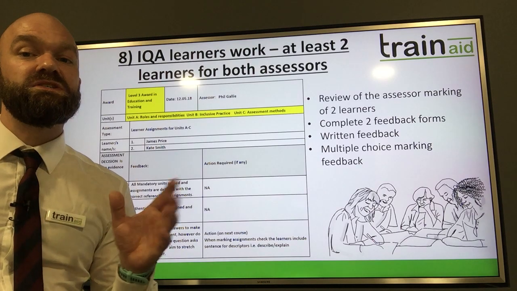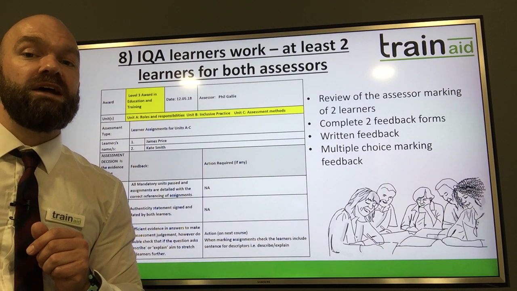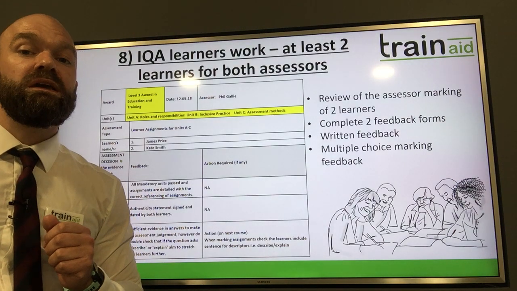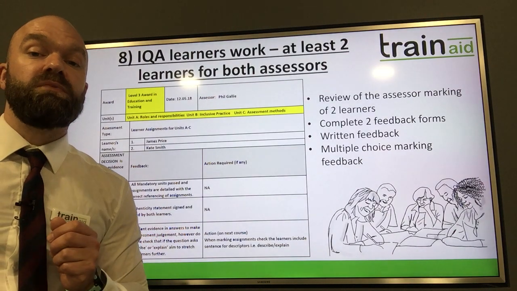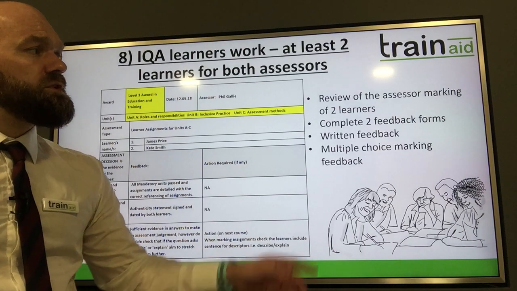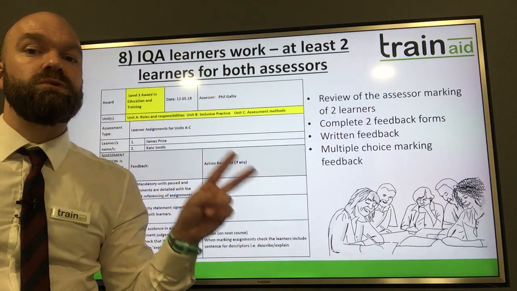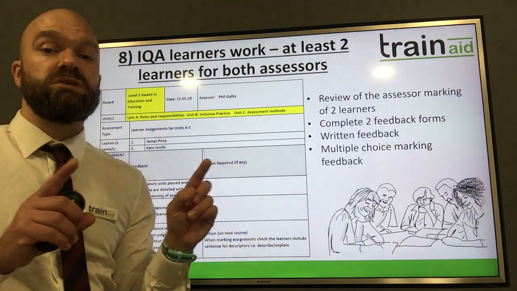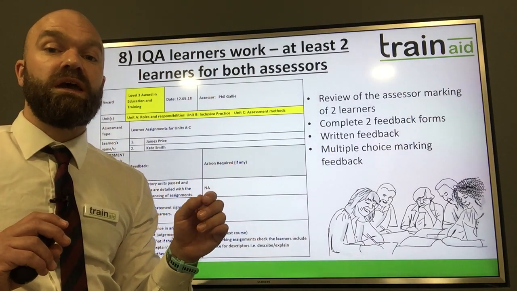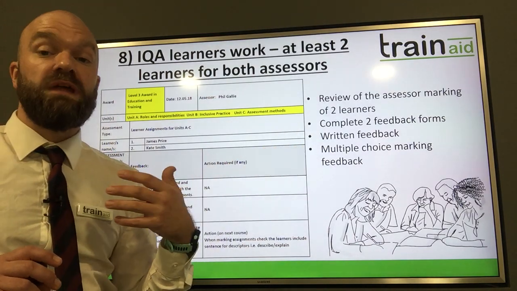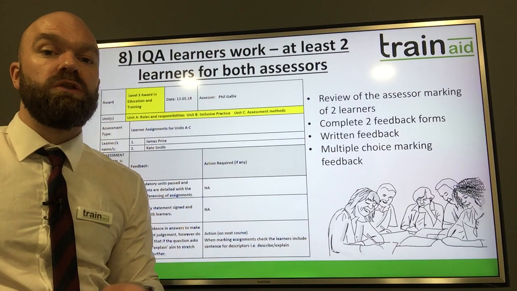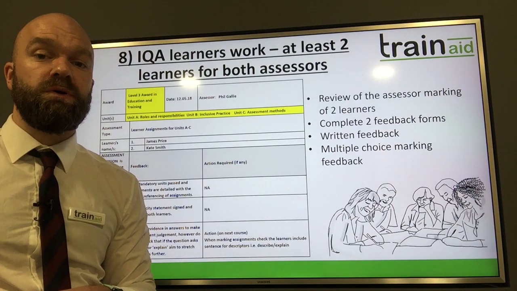Now, criteria 8 of our portfolio is actually taking the work from our sample plan. Now, we need to review the actual learner work for this criteria. In essence, you need to review the assessor's marking of 2 learners. So each of your 2 assessors need to be looking at 2 different learners each, okay? You need to be looking at their marking, their written feedback to the learners to make sure that it's all suitable and fit for purpose.